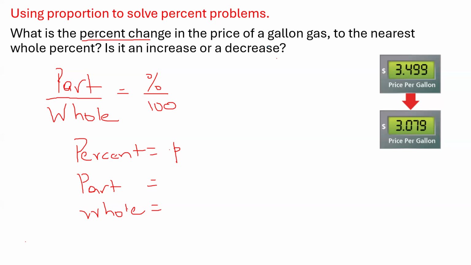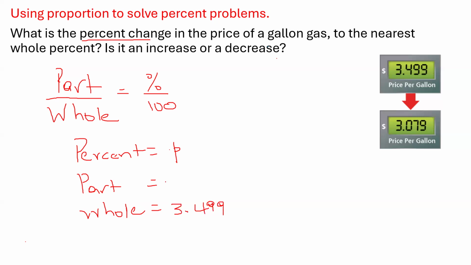In identifying the whole, it is always what it was, the quantity before it changed. So it was 3.499. This is the original. This is what it was before it changed.